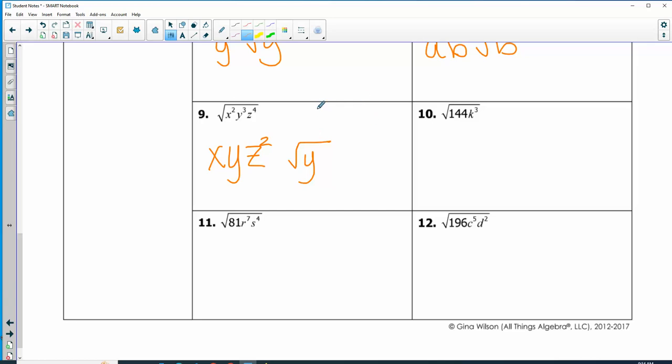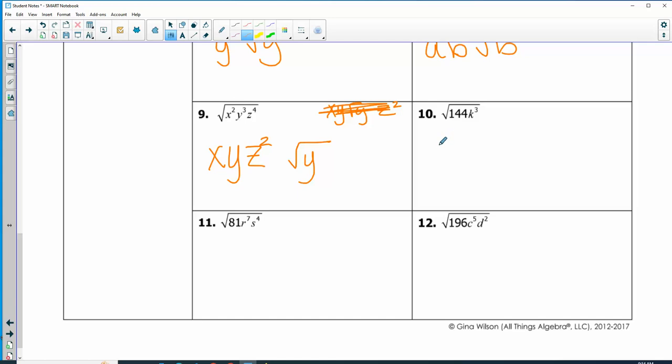I do want to also advise you, there's some people that will try to write it like this, and it's technically not wrong, but it gets really hard to tell what's under your square root and what's not. So if you could write everything that's not under your square root out in front, and then the square root at the end, that's a little bit easier to read.